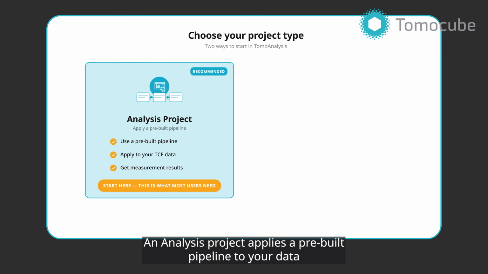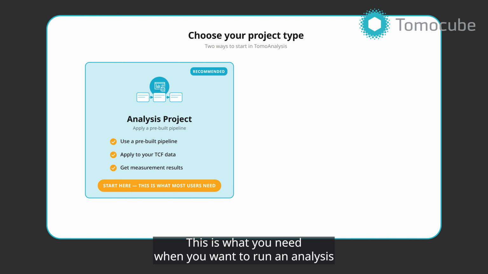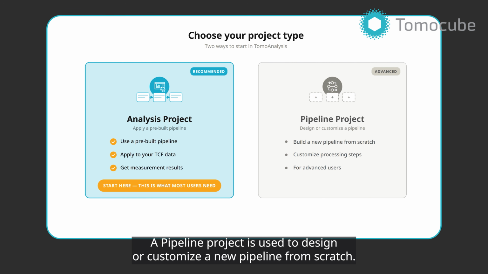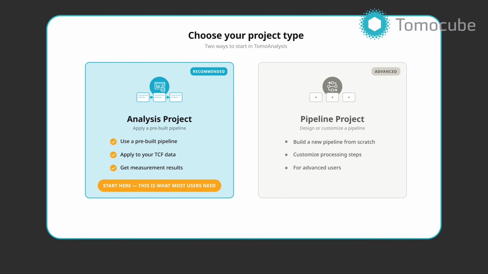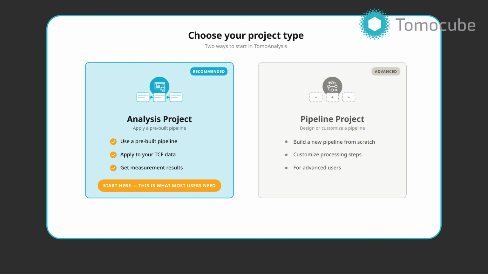An analysis project applies a pre-built pipeline to your data and manages all the results. This is what you need when you want to run an analysis and get measurements out of your TCF files. A pipeline project is used to design or customize a new pipeline from scratch. This is for advanced users who need to build their own analysis workflow.